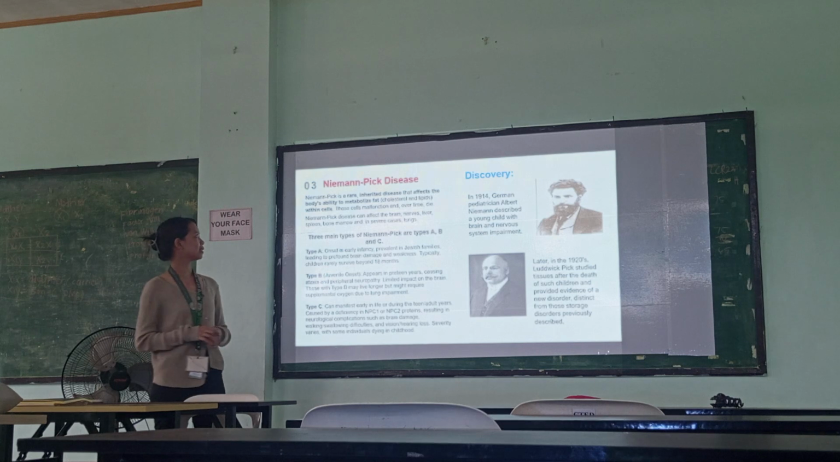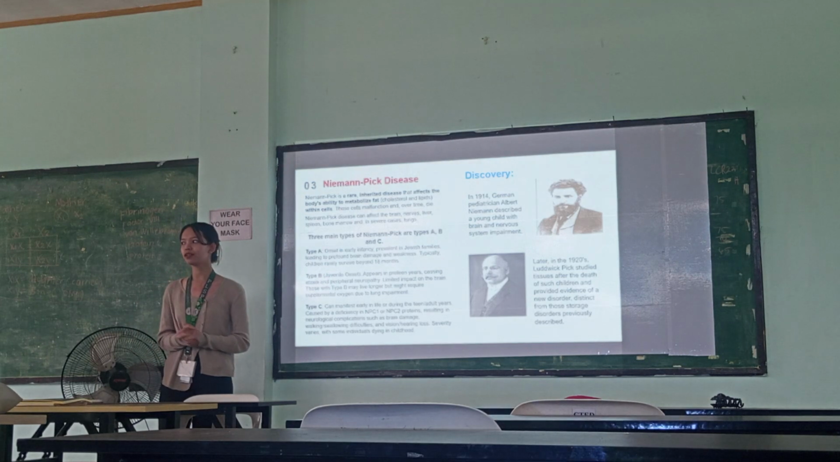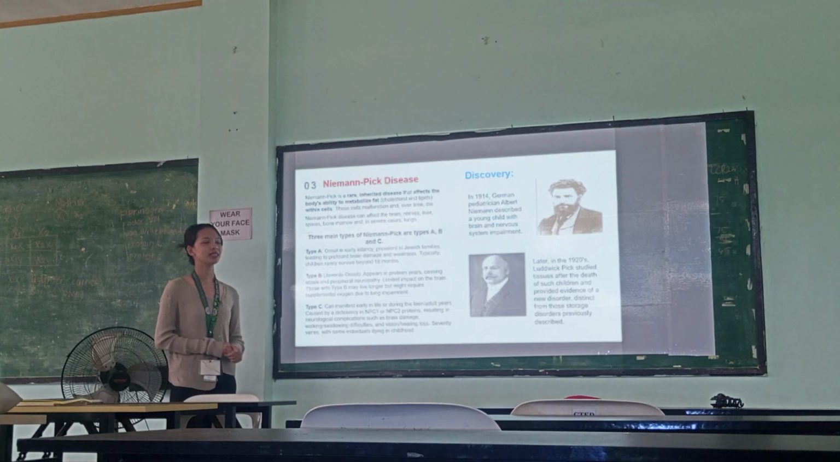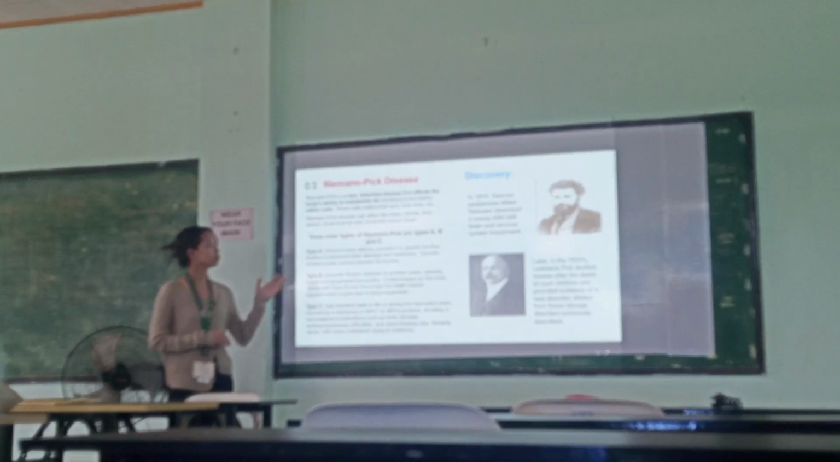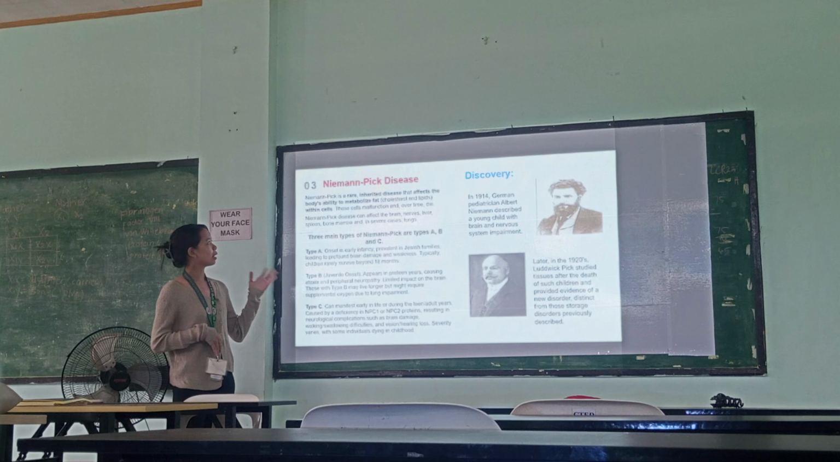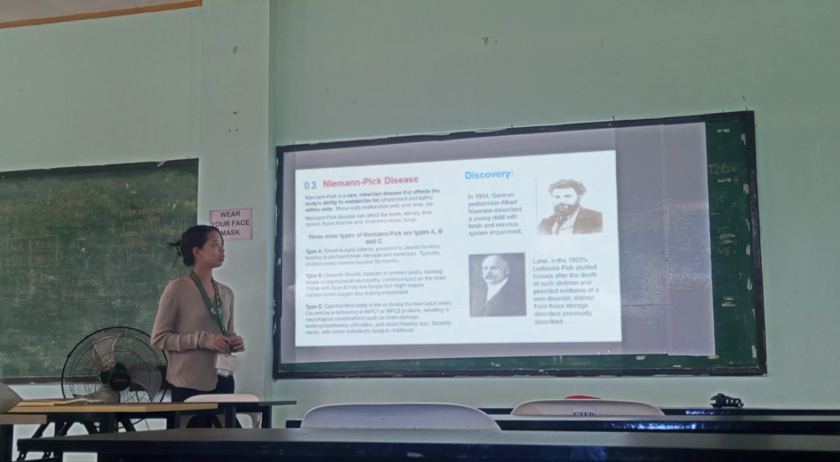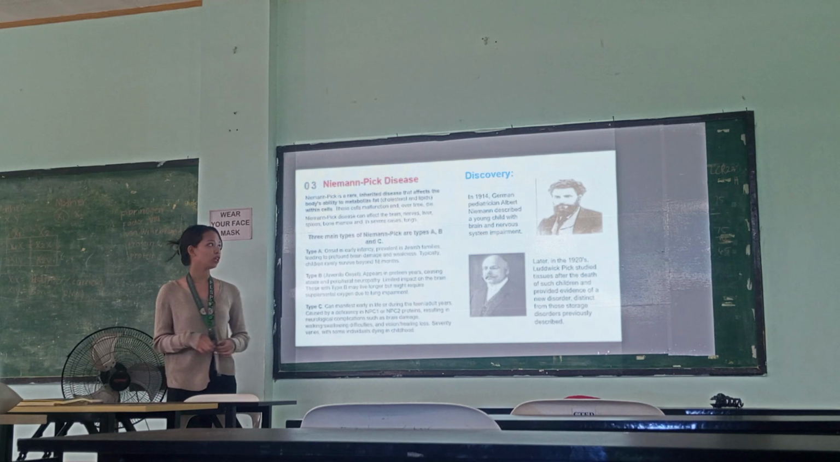So, Niemann weaknesses. It is a rare, inherited disease that affects the body's ability to metabolize fat, yung cholesterol and lipids within the cells. These cells malfunction and over time die. So, itong Niemann disease can affect the brain, nerves, liver, skin, bone marrow, and in severe cases, pati yung lungs natin.